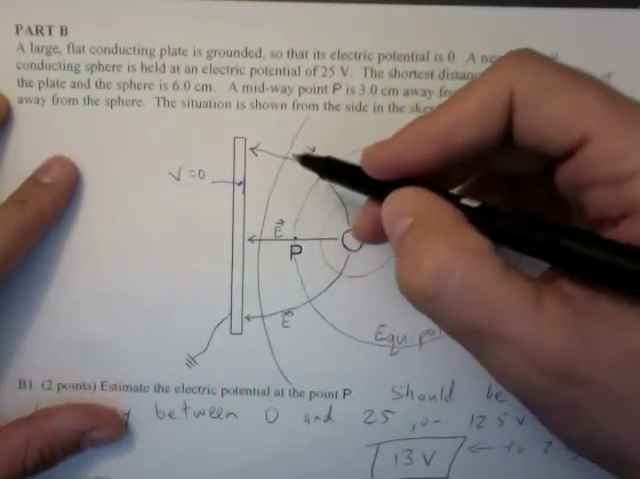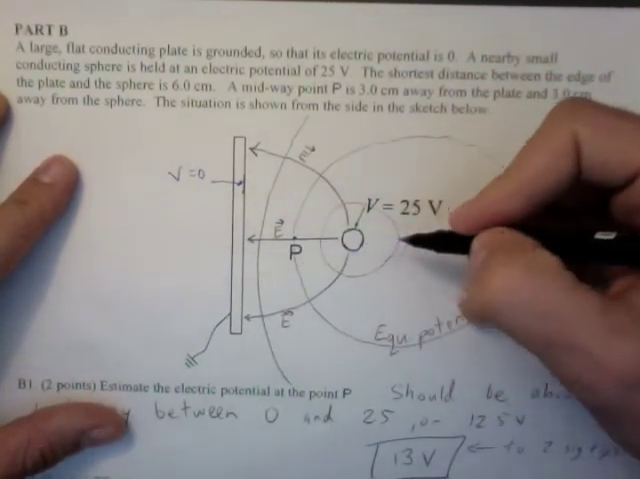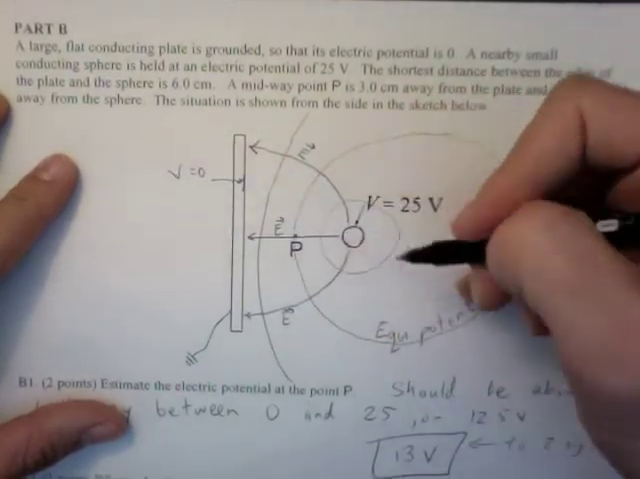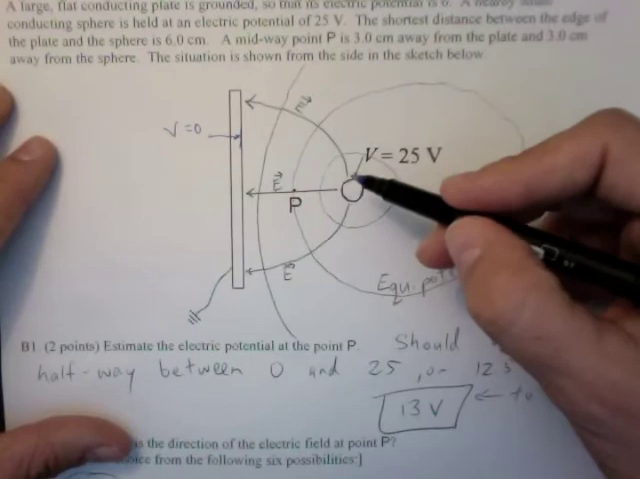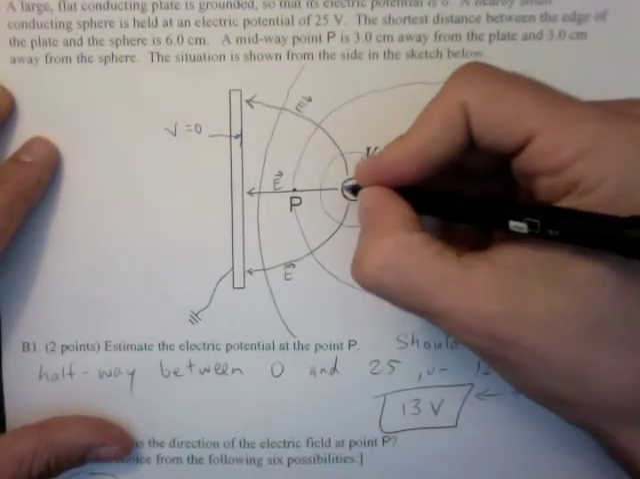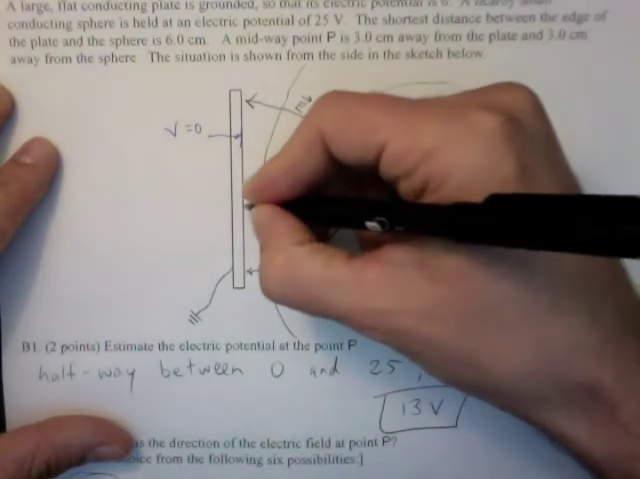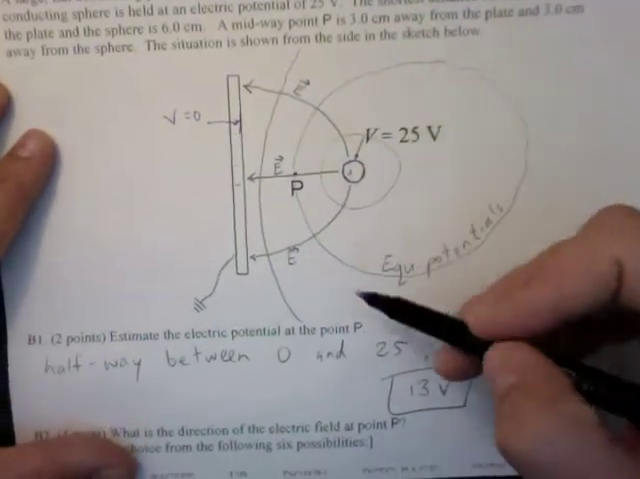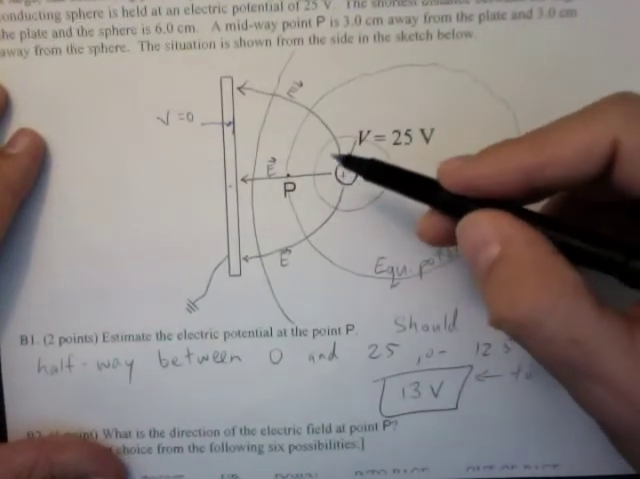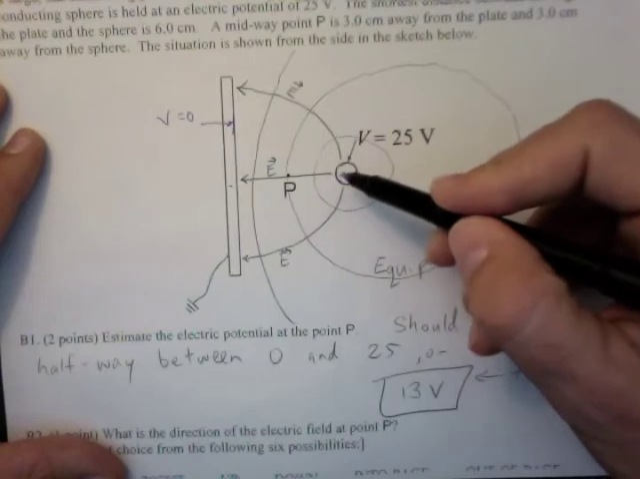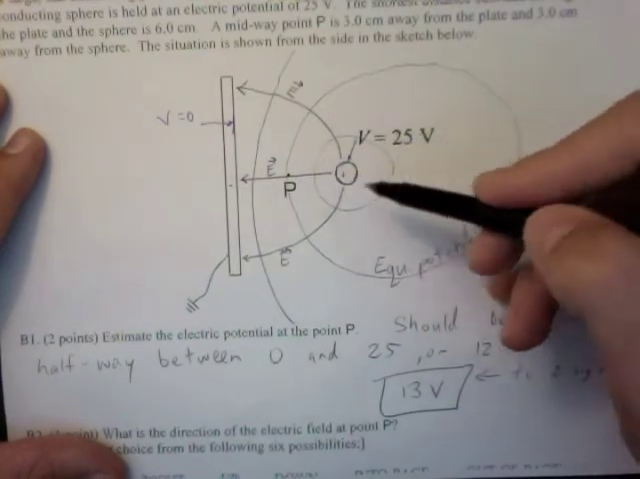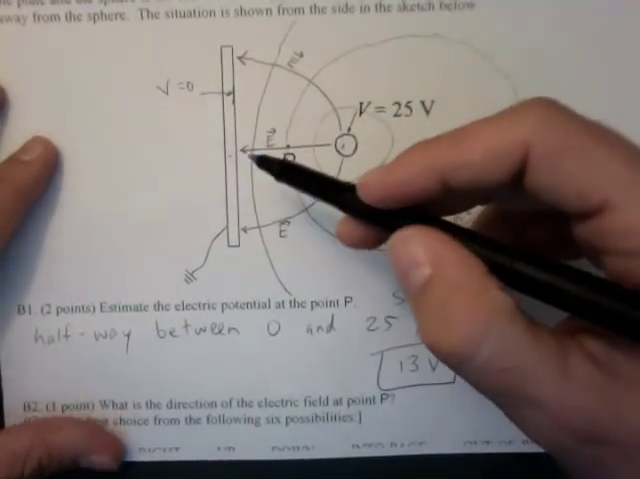And maybe we could call this, if this is 25, this might be 20, 15, 10, going down to 0 volts. And the electric field will be perpendicular to the equipotentials and pointing from plus over down to minus, towards lower potentials. So if we wanted to estimate the electric potential between here and here, we would say it's 25 volts here, it's 0 down there, so somewhere about halfway between 25 and 0.